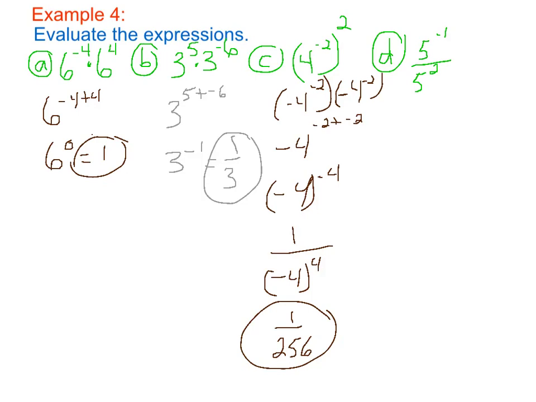Right, when we divide things with the same base, as in part D here, we can subtract the exponents. This is like saying 5 to the -1 minus 2. When you simplify that, you get 5 to the -3, which is the same as 1 over 5 to the third, and when you simplify 5 to the third, you get 1 over 125.